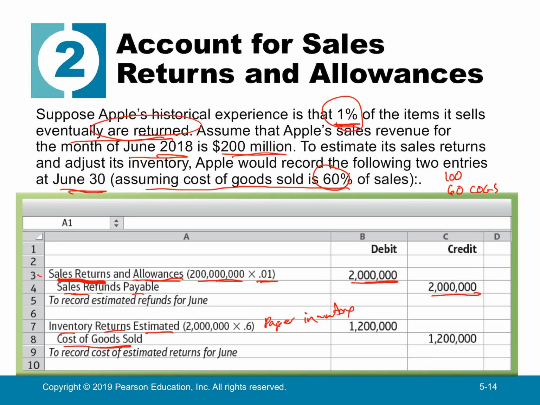And then we're going to adjust our cost of goods sold for the amount, right? So what did we do here? We recorded our estimated refunds for June, and we recorded the cost of our estimated returns for June.